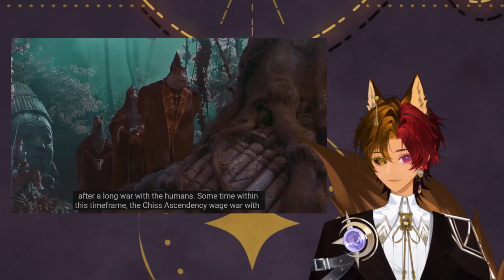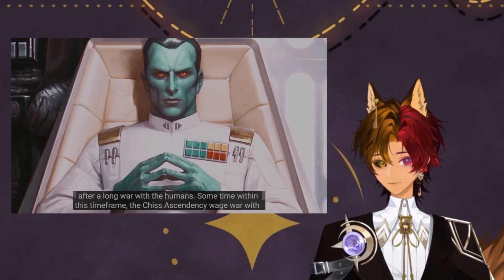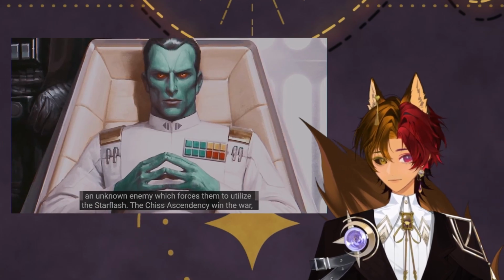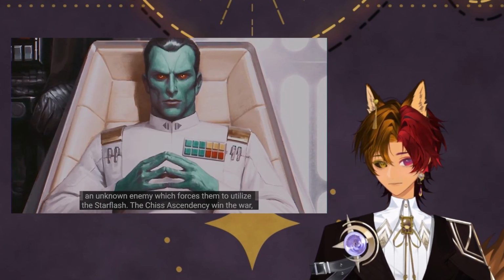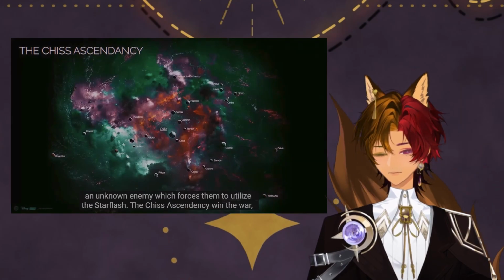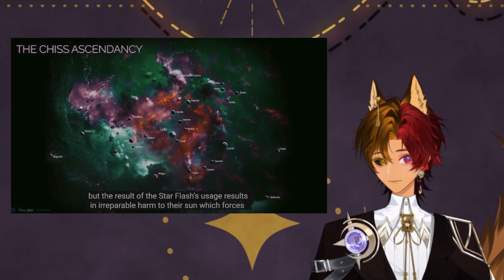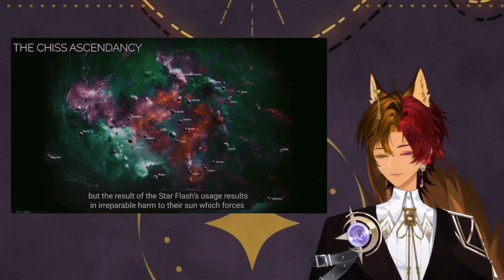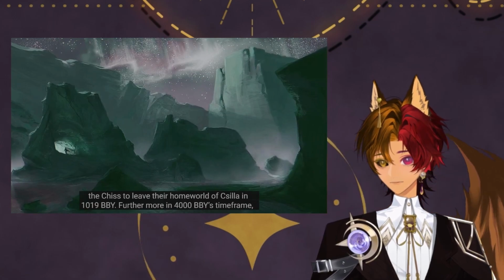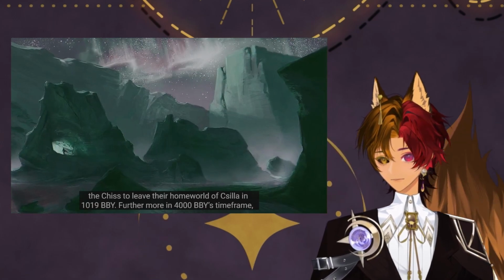4000 BBY. Explorers from Grismalt discover Naboo, and the native Gungans retreat into their swamps after a long war with the humans. Sometime within this time frame, the Chiss Ascendancy wages war with an unknown enemy which forces them to utilize the Starflash. The Chiss Ascendancy wins the war, but the result of the Starflash's usage results in irreparable harm to their sun, which forces the Chiss to leave their homeworld of Scylla in 1019 BBY.